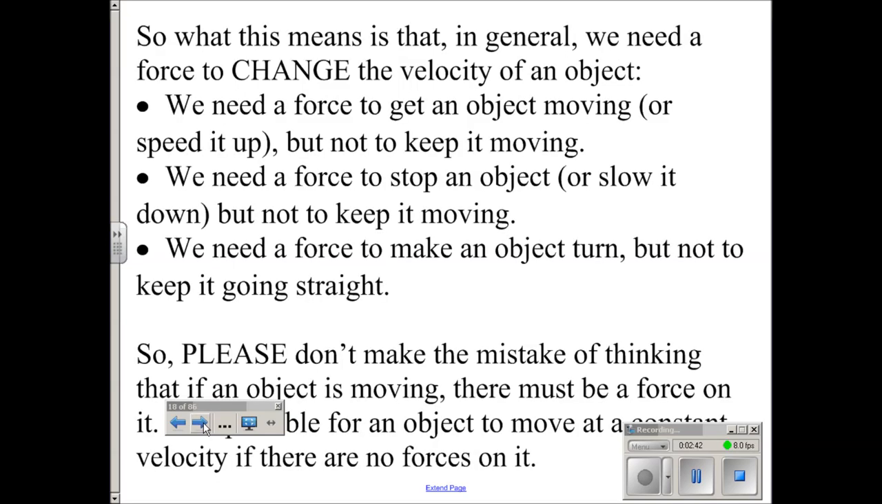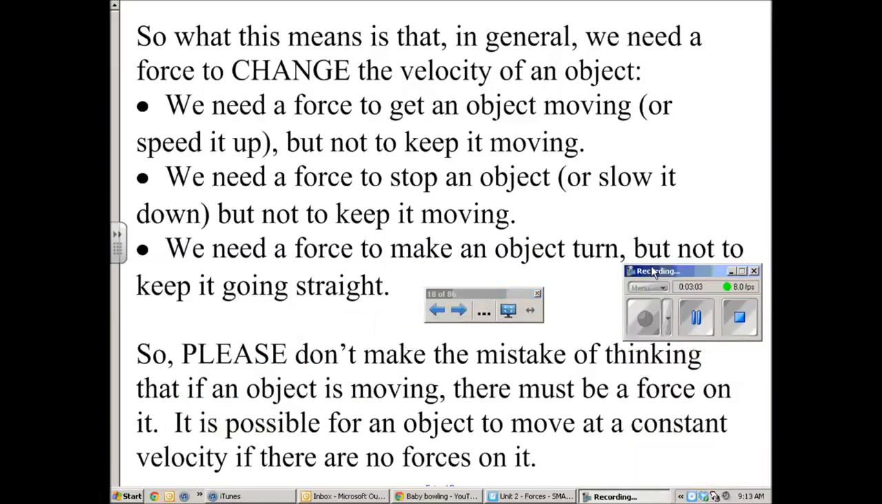Okay? So what this means is that, in general, you need a force to change the velocity of an object. You need a force to get an object moving, or to speed it up, but not to keep it moving. You need a force to stop an object or to slow it down, but not to keep it moving. You need a force to make an object turn, but not to keep it going straight. All right? So please don't make the mistake of thinking that if an object is moving, there has to be a force on it. It's possible for an object to move at a constant velocity, even if there are no forces on it. And we're going to see that as we walk through a couple examples here.